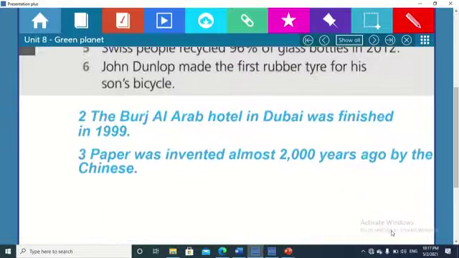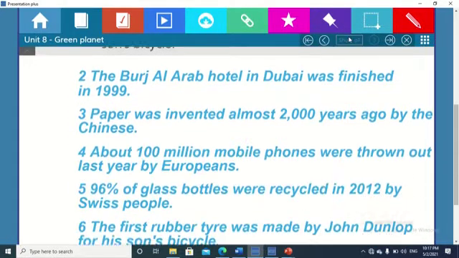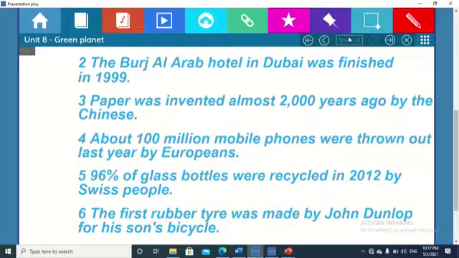Okay, what about the rest of the sentences? As you know, here's the way from 4, 5, and 6. All of them start with the object. Then we have were thrown, were recycled, and was made. And of course you can end with the doer of the action if you have a clear noun, like here, by John Dunlop. Here's the subject. Or by Swiss people. Or by Europeans.